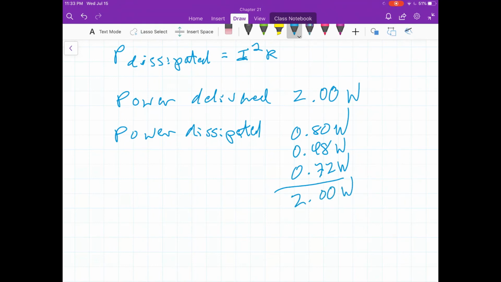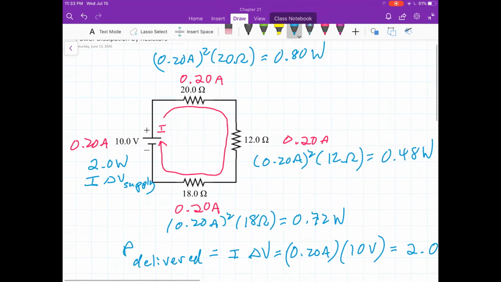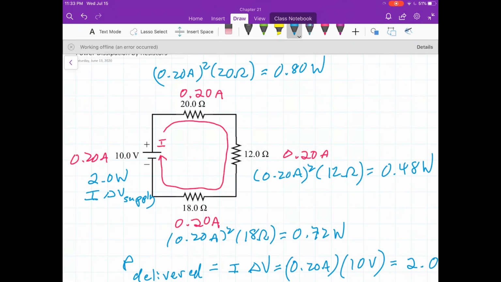Okay, so this is a simple illustration. There are many ways to combine resistors and supplies and so forth. The point being, once you know the current through that resistor, series, parallel, however it's arranged, I squared R will give the power dissipated by that resistor. If you know the current through the supply, you can tell how much it's delivering, that I delta V.